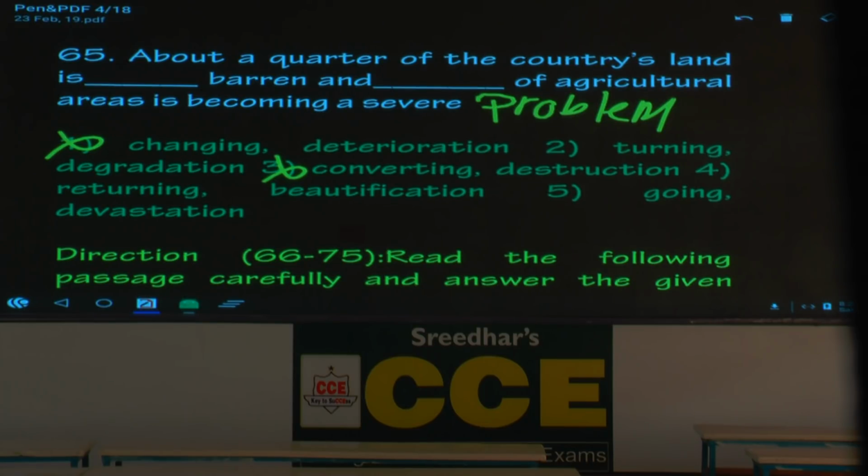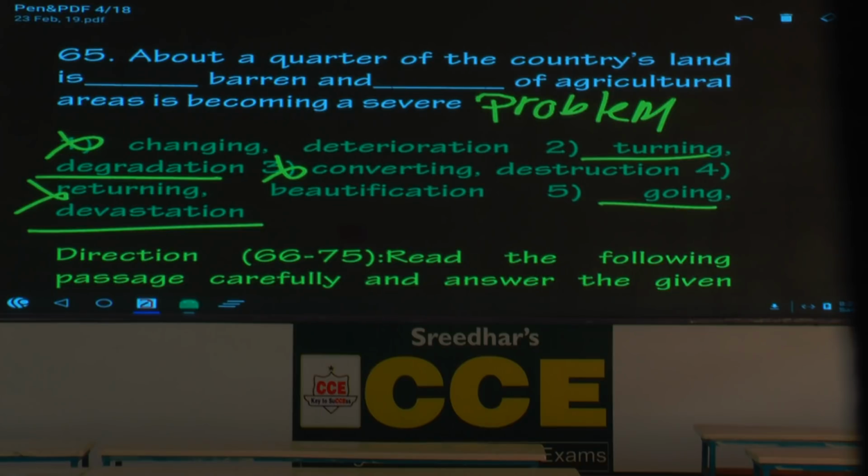A returning barren, no, not correct. It doesn't go with the context. Going barren and devastation of agricultural areas is becoming a severe problem. Now, two options are possible. Please underline turning, degradation, one pair, going, devastation, another pair. Easy one, but once you get stuck, you got to analyze.